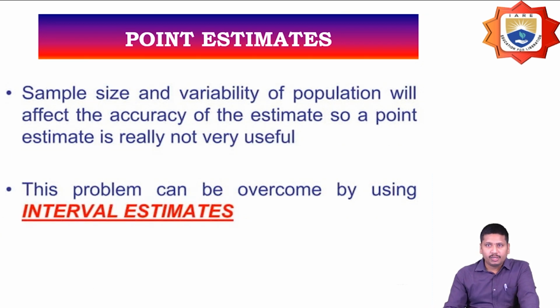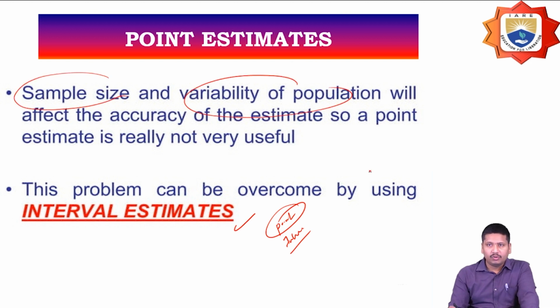And next, on the point estimate: the sample size and variability of the population affect the accuracy of the estimate, so the point estimate is really not that useful. This problem can be overcome by using interval estimates. So the two types of estimates, as I said, are point and interval. The point estimate has many drawbacks, since the sample size and variability affect the accuracy of the estimate, so it is not that useful here. This problem can be overcome by interval estimates.